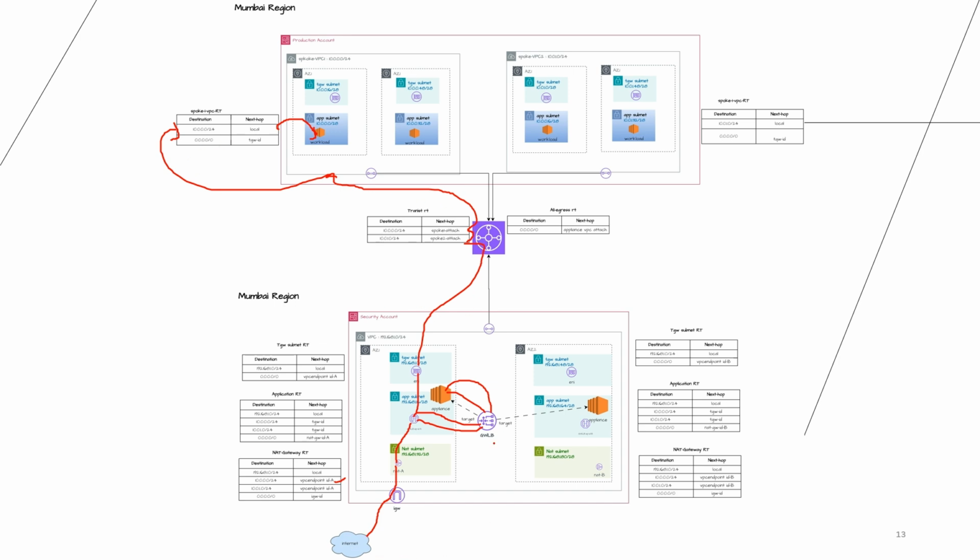So the route table plays a very important role here, both in initiating the traffic towards the internet and from the internet back to the source.